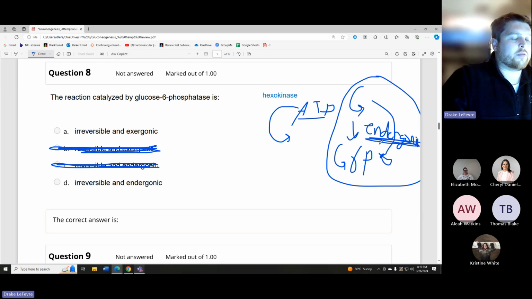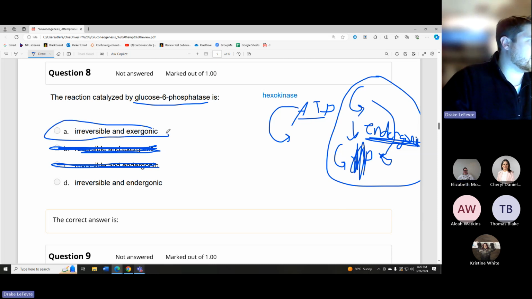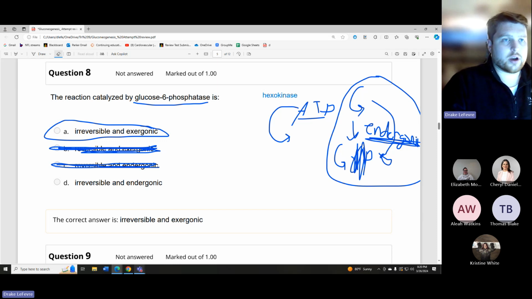So then if we're reversing the process and we're breaking the phosphate bond, if we break bonds, what kind of reaction is that? Is that endergonic or exergonic by breaking bonds? Exergonic. So our glucose 6-phosphatase is going to be irreversible and exergonic.